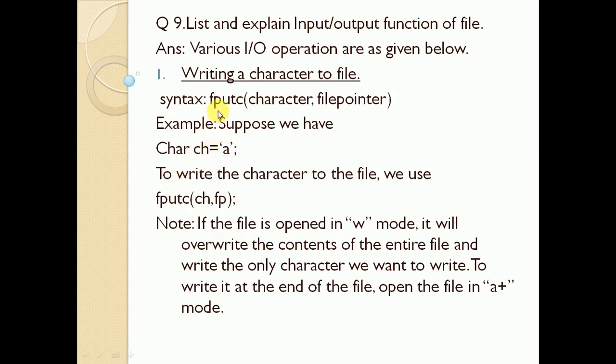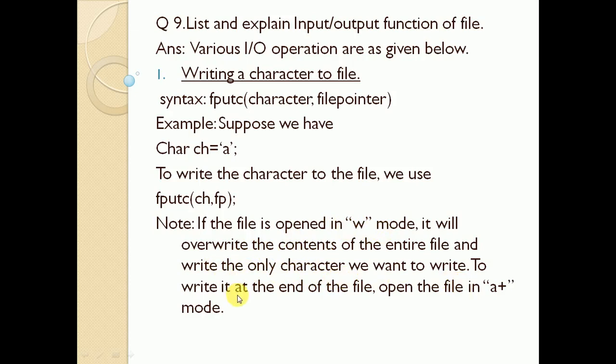So now first you have to take fputc. Now which character are we writing? ch. So take the ch, and then the second parameter is the fp. You have to always note in which mode the file should be opened: in write mode. Whenever you open your file in write mode, only then can you overwrite the contents of the entire file and write only the character we want to write.